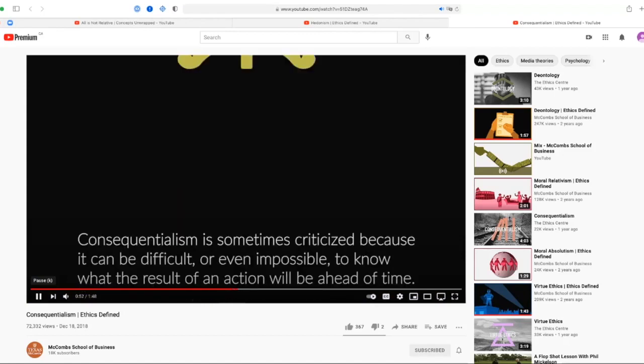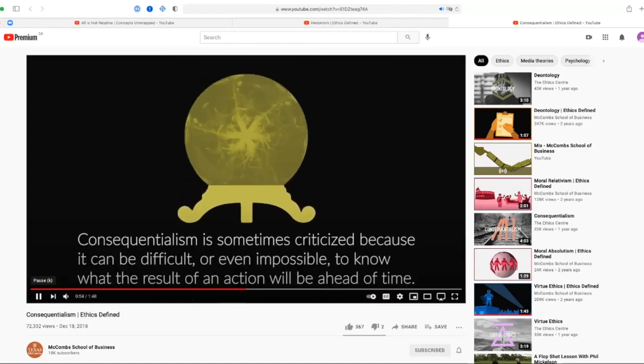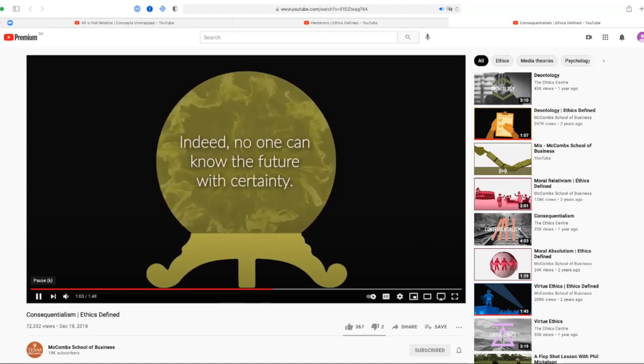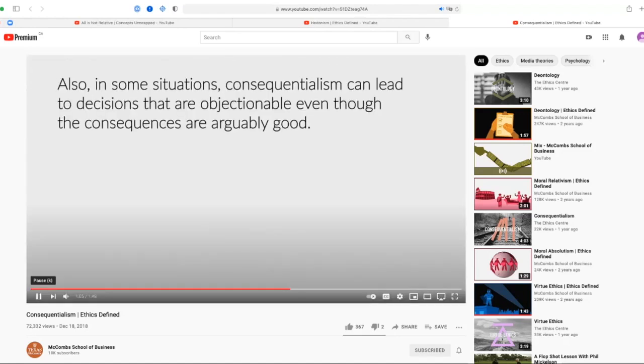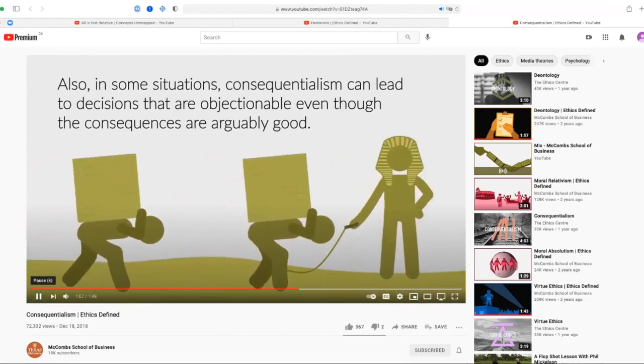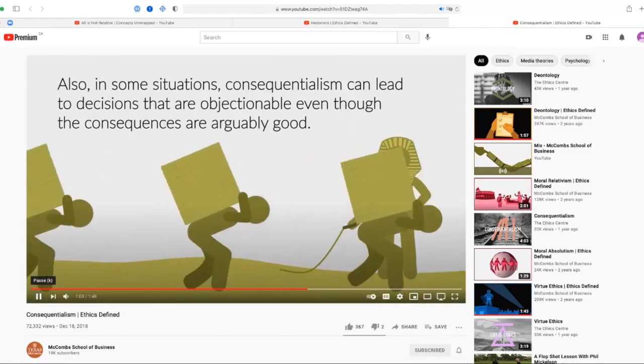Consequentialism is sometimes criticized because it can be difficult or even impossible to know what the result of an action will be ahead of time. Indeed, no one can know the future with certainty. Also, in some situations, consequentialism can lead to decisions that are objectionable, even though the consequences are arguably good.